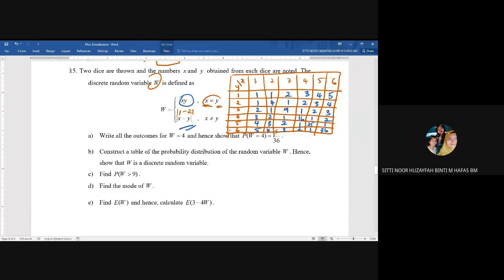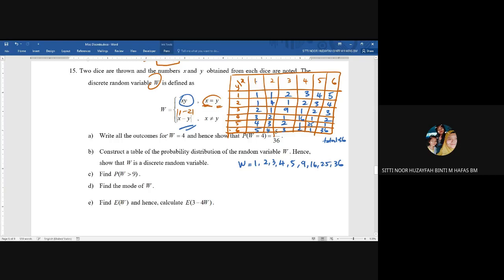W. So all of these are W, the outcome of W. So if we list out, we have so many W, right? Our W can be 1 or 2 or 3 or 4 or 5 and then 9 and 16 and 25 and 36. Okay, some are repeated, right? So for the repeated ones, how to find the probability? We have to count how many outcomes out of the total. Total here is 36 outcomes. Okay.